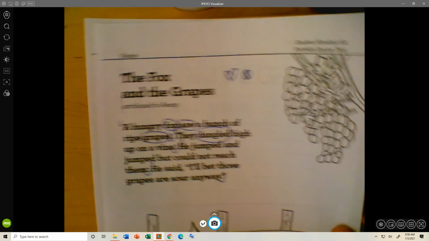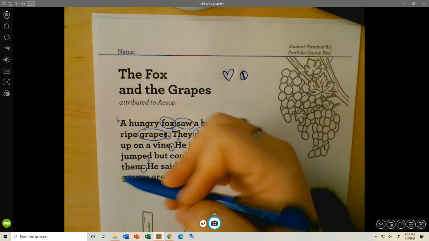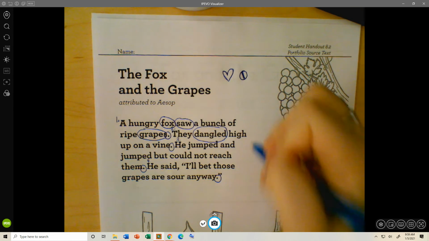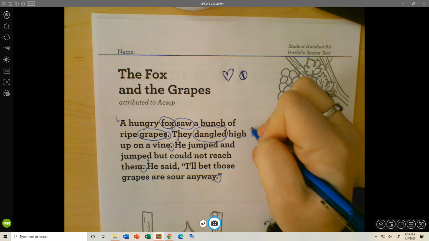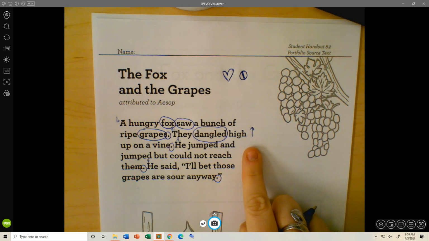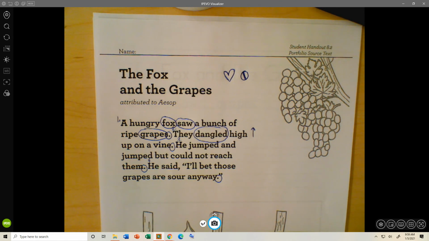Dangled. Oops, nope, we're going to stay here. Now, it says high up. Is there a symbol we could use for that? High up. Gianna, what do you think? Like a straight line and then an arrow. Yeah, we could use an arrow. Okay, so that doesn't count. We can still have 3 words.